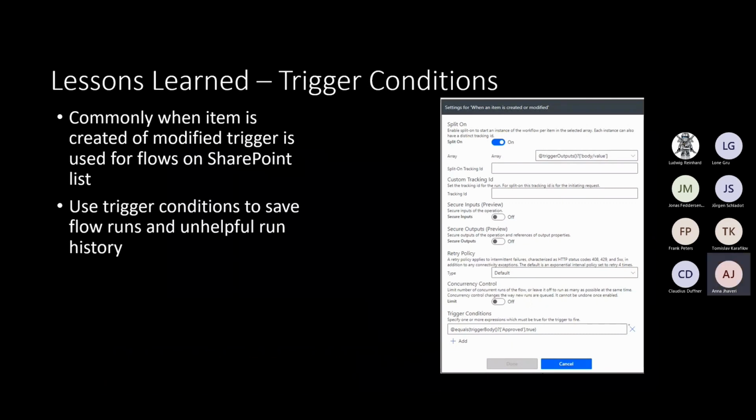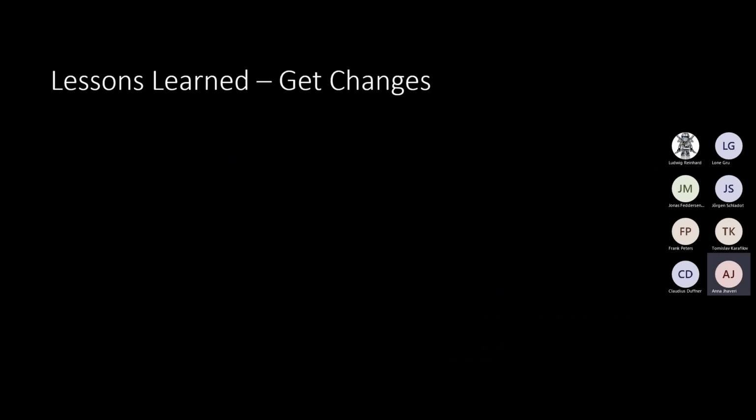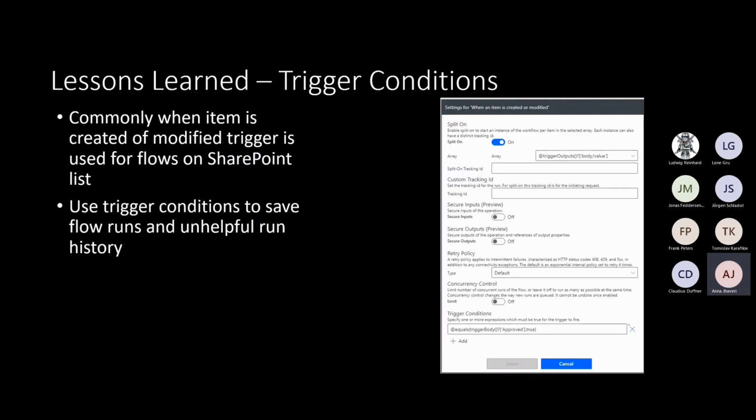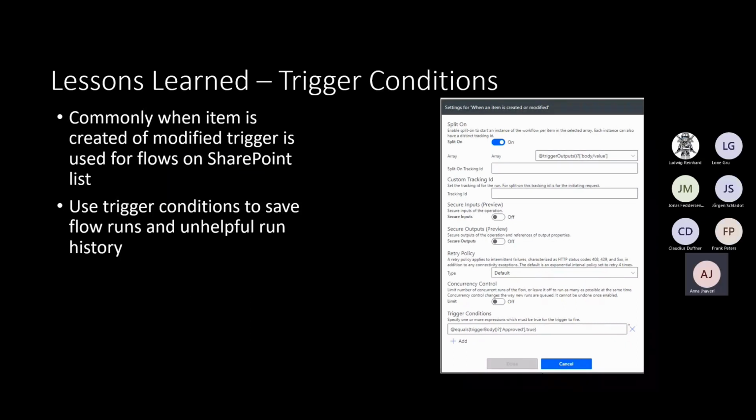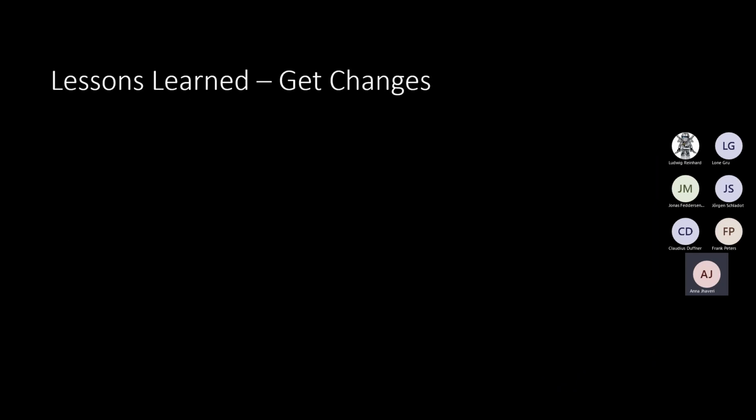It is commonly used when you are using the trigger when an item is created or modified, and you can save the flow runs and also avoid unhelpful flow history where you don't want the flow to run. There would be a long flow history created which has no purpose. So it really helps with the flow runs if you're limited on licenses. That was a really good thing that we used in our Power Automate flows.